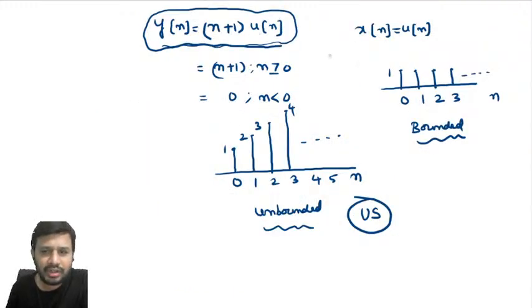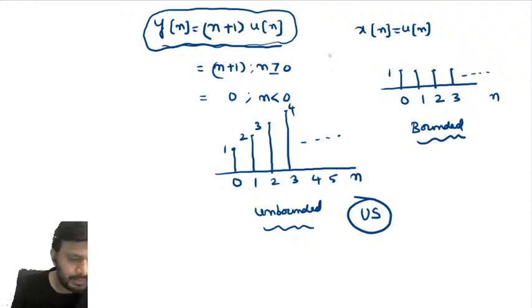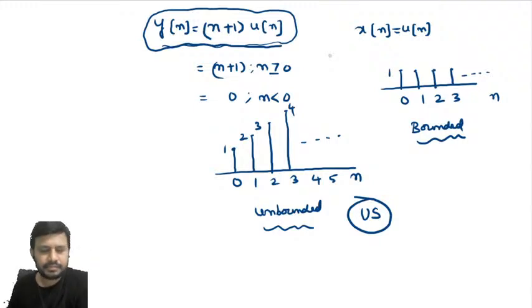Try to draw that one. That will be unbounded. Bounded input is producing unbounded output. System is unstable. Yes or no? And what I said?